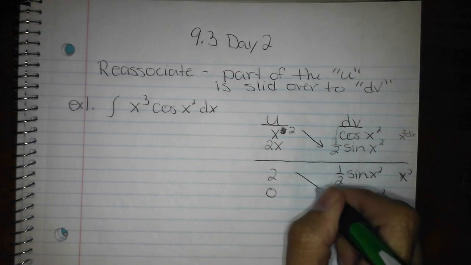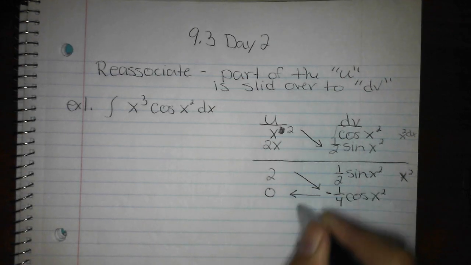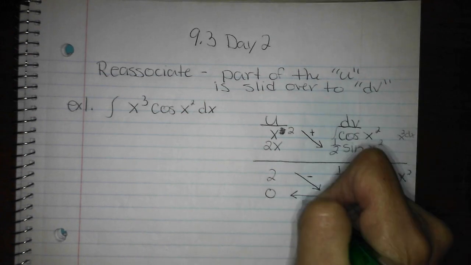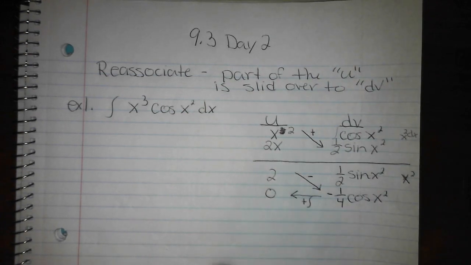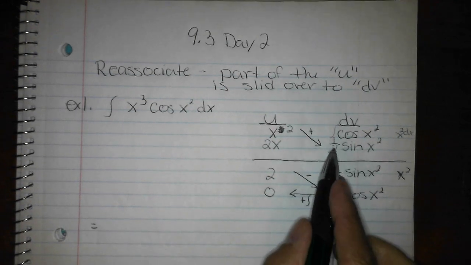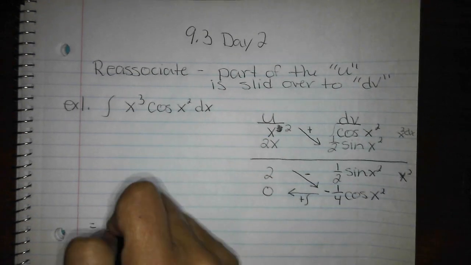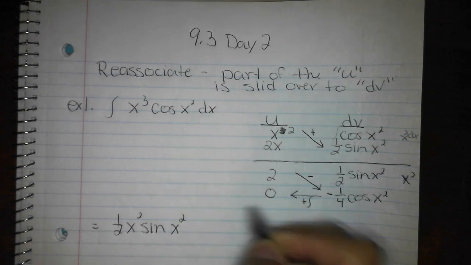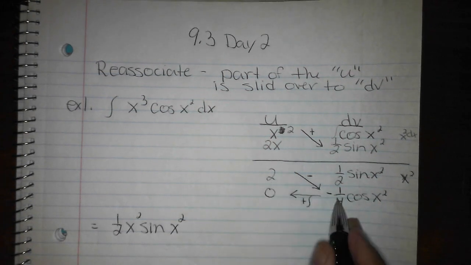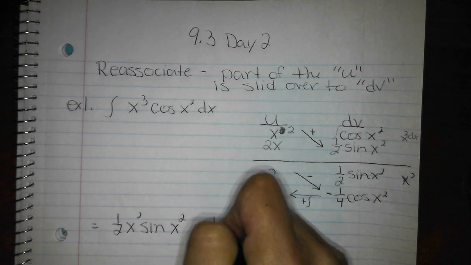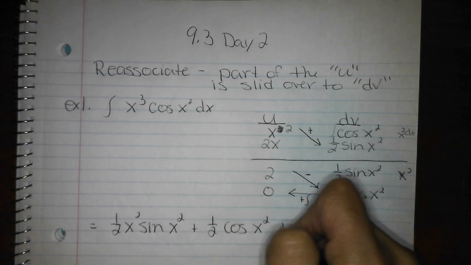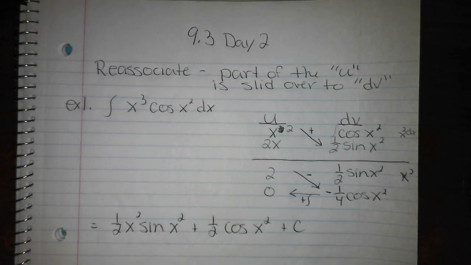So I have this, but we still have our last horizontal, just in case that's not a 0. Get in the habit. So positive, negative, positive antiderivative. So I'll have a 1/2 x squared sine of x squared. The next is going to be a positive. That'll be a 1/2 cosine x squared. And then the antiderivative of 0 gives us our plus c. Okay, we'll try another one.